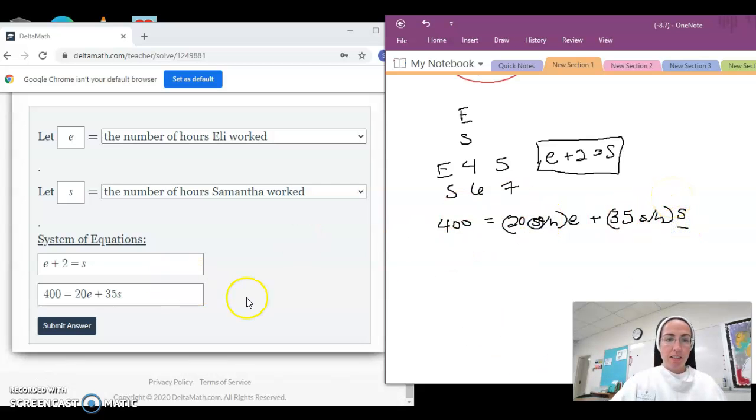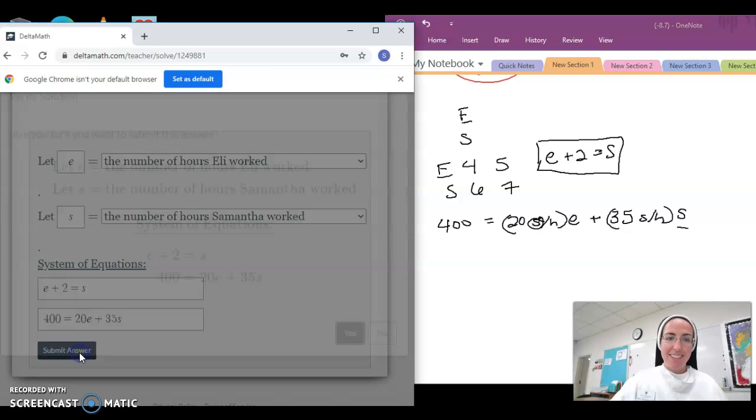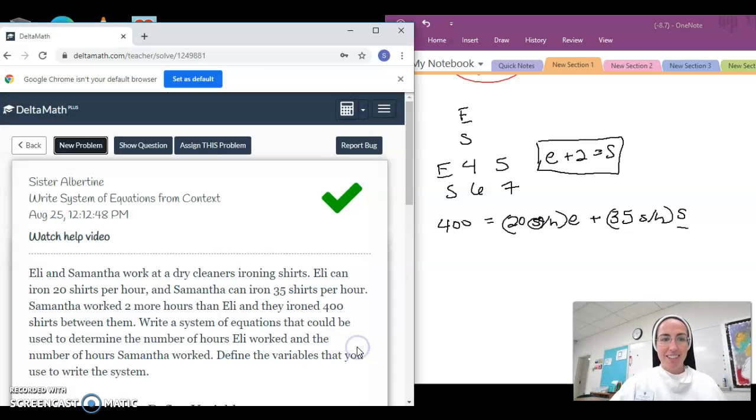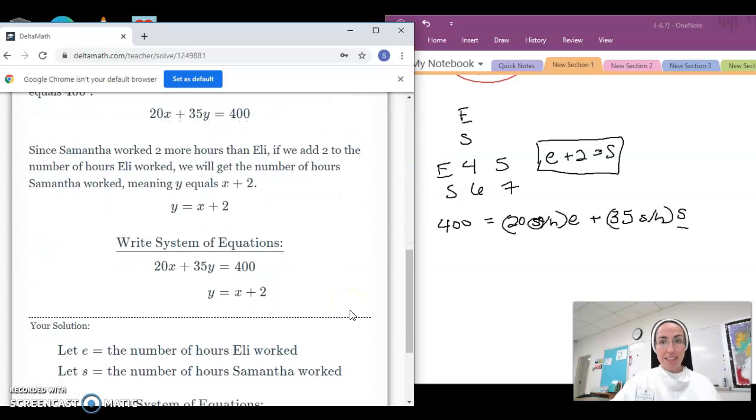Okay, let's see if Delta Math likes this. There we go. Okay, so that's how you write the systems of equations. Next part is going to be how to solve it. Good luck, girls.